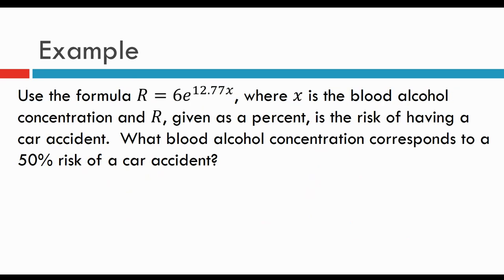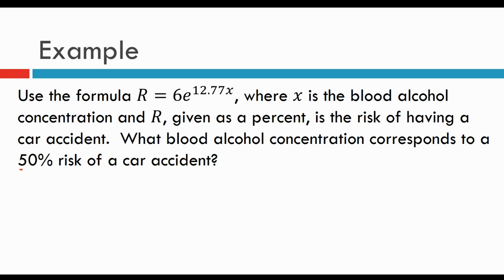Here I'm giving us a formula. R equals 6 times e to the 12.77x power. X is representing blood alcohol concentration. R, given as a percent, is the risk of having a car accident. So the question asks what blood alcohol concentration corresponds to a 50% risk of a car accident.